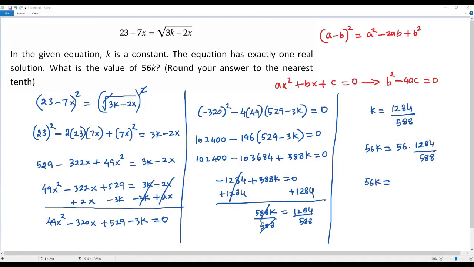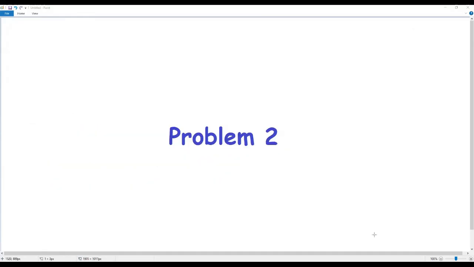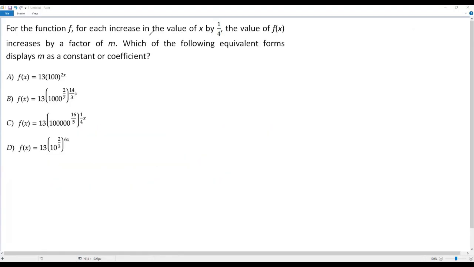On the right side, when I evaluate this, I am getting a very long decimal, that is 122.476190, and it keeps going. According to the instruction, we have to round our answer to the nearest tenth. When I round this value of 56k to the nearest tenth, I am getting 122.5. Therefore, the value of 56k is about 122.5.